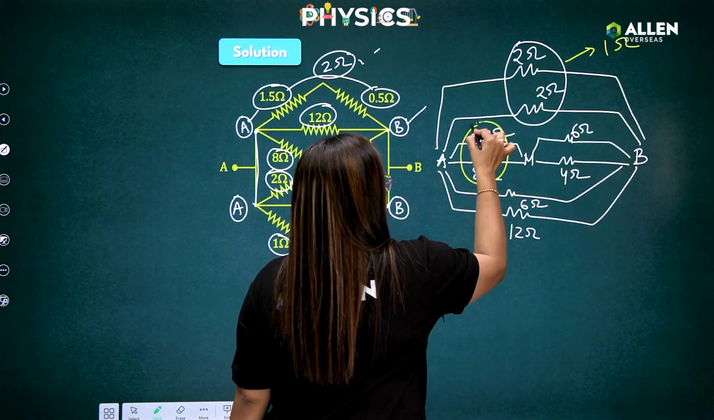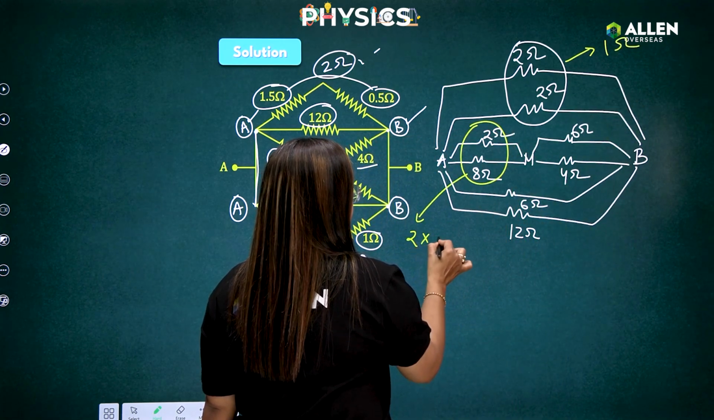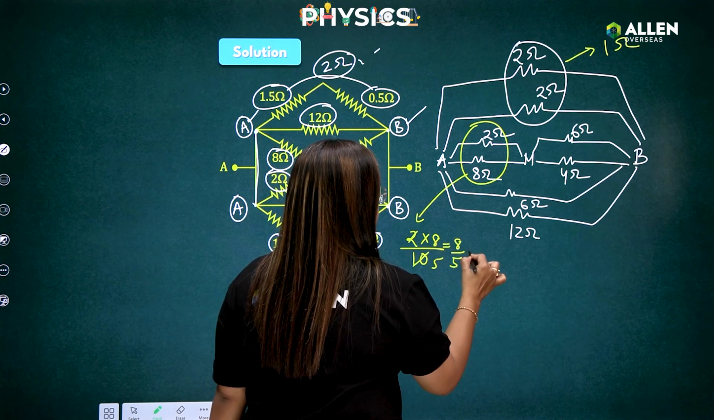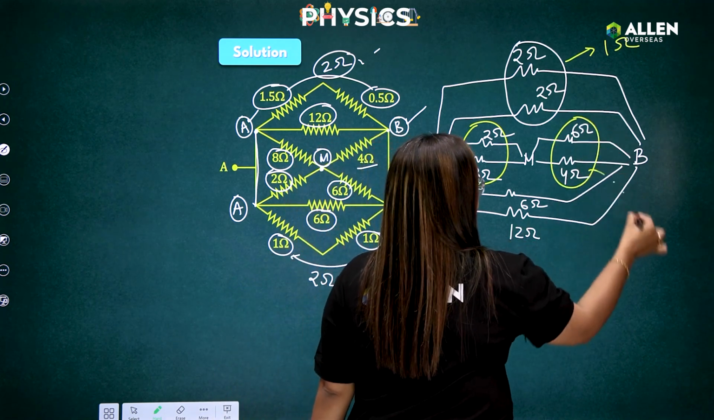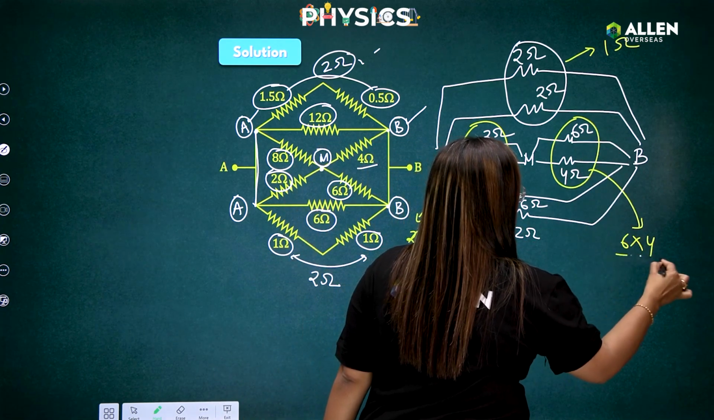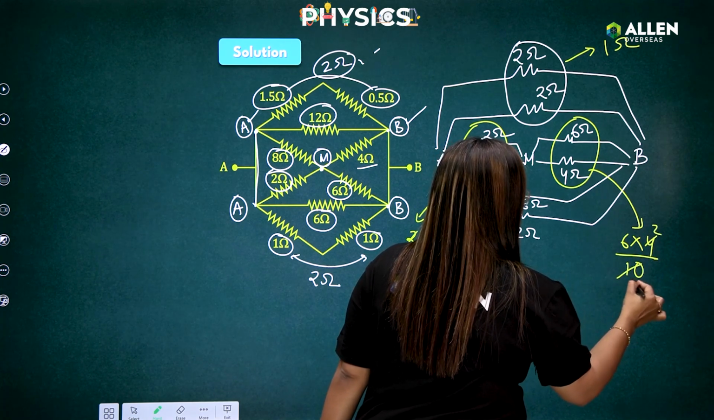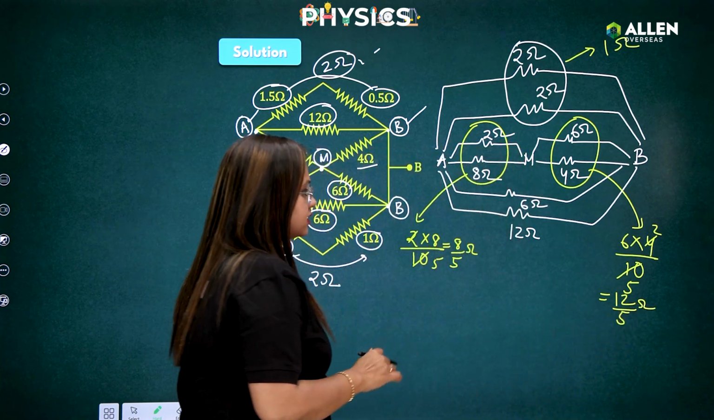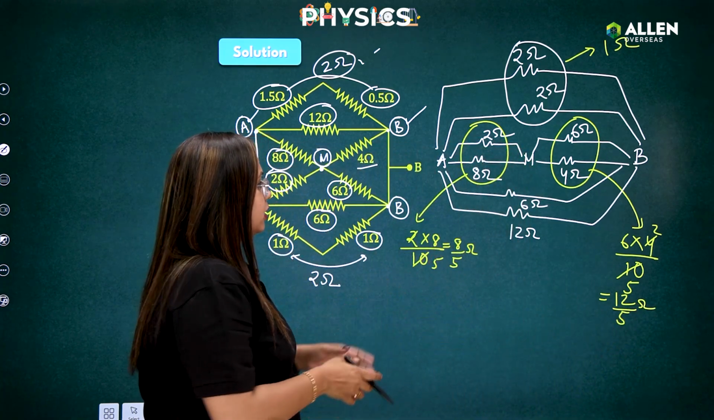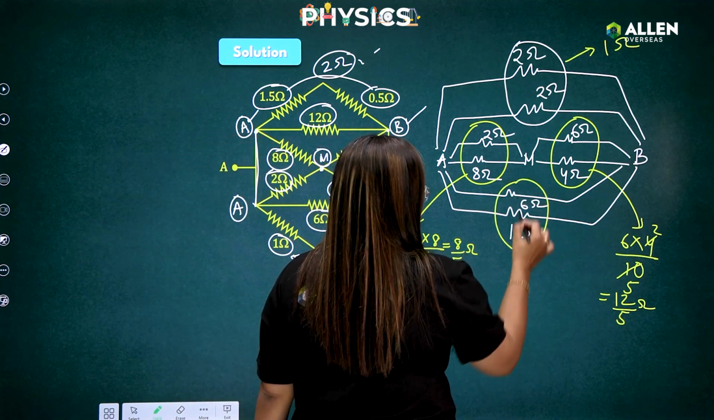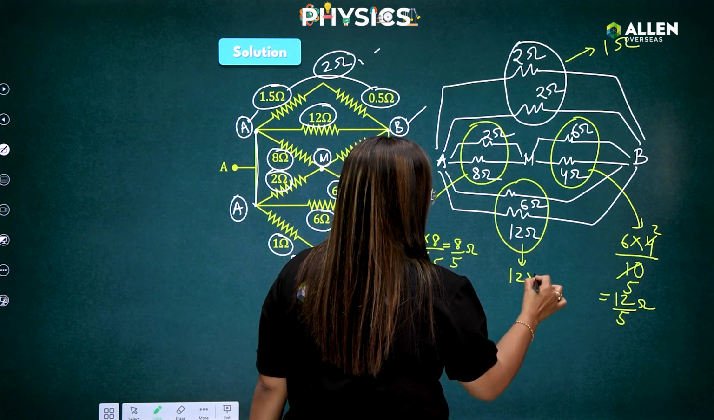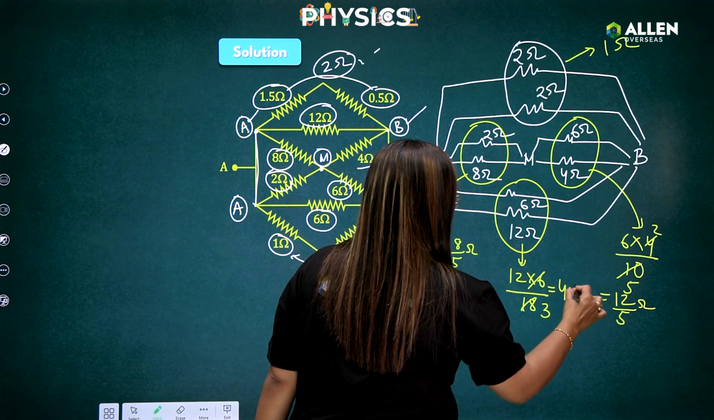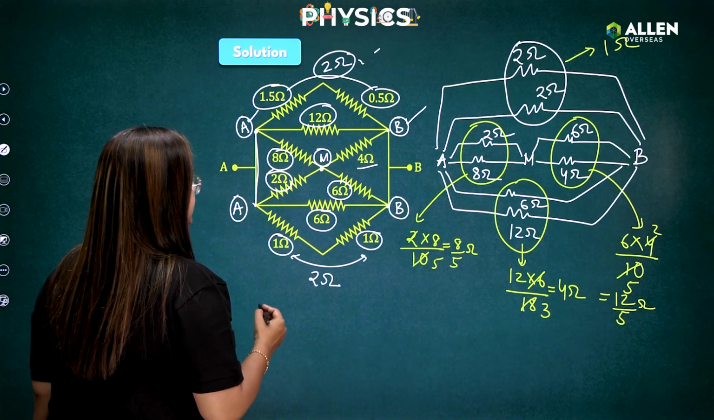These two are in parallel with each other and they will give us 2 into 8 divided by 10, that is equal to 8 by 5 ohm. Similarly, these two are in parallel with each other, which will give us 6 into 4 divided by 10, that is equal to 12 by 5. I am intentionally keeping it as it is so that it helps us in the calculation. So 12 and 6 are in parallel, which gives us 12 into 6 divided by 18, that is equal to 4 ohm. Now reconstruct the circuit once again.